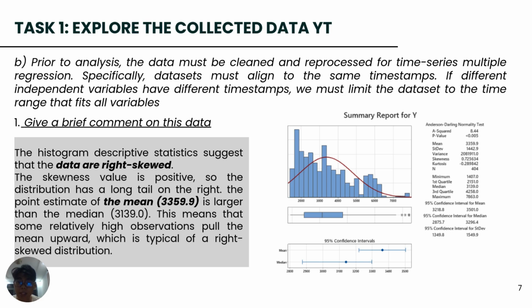Next, let's look at the histogram. The statistics suggest that the data are right skewed. The skewness value is positive, so the distribution has a long tail on the right, especially the point estimate: the mean is larger than the median. This means that some relatively high observations pull the mean upward. This is typical of right skewed distributions.